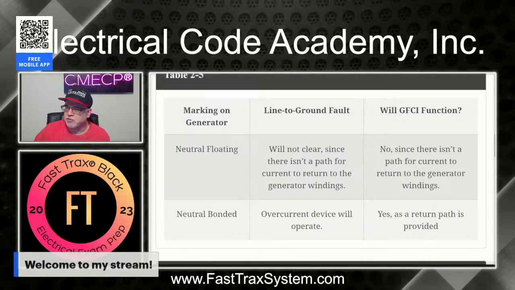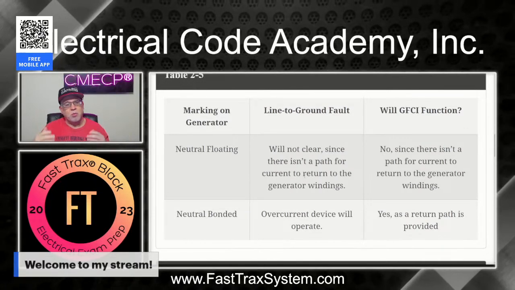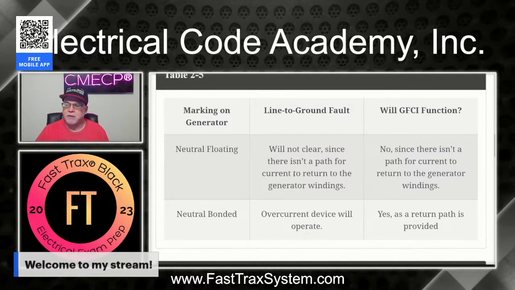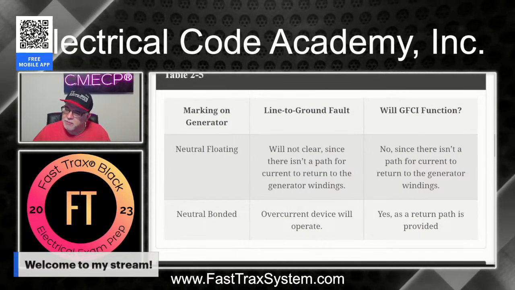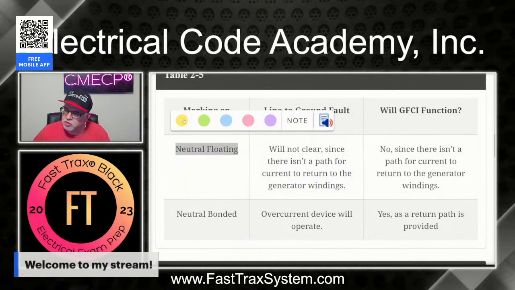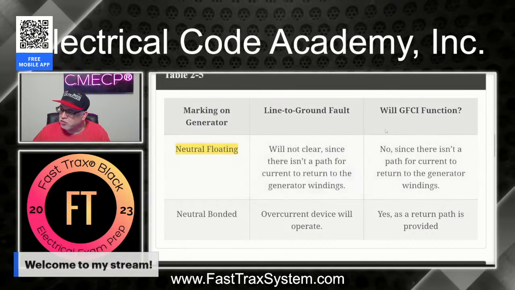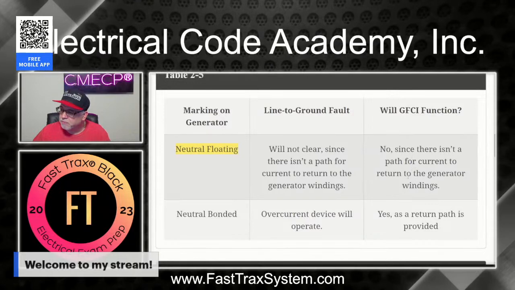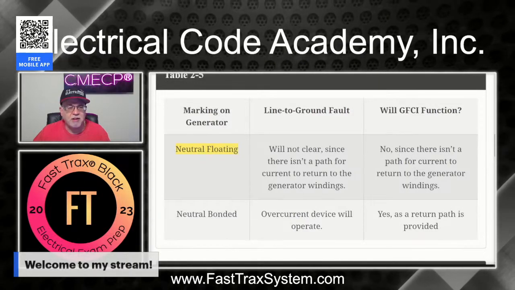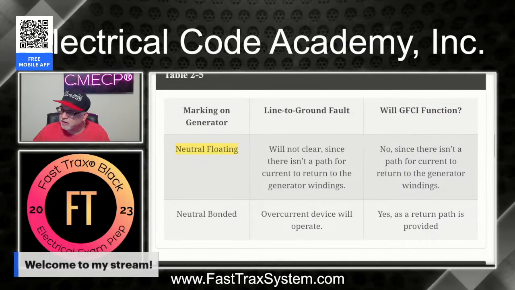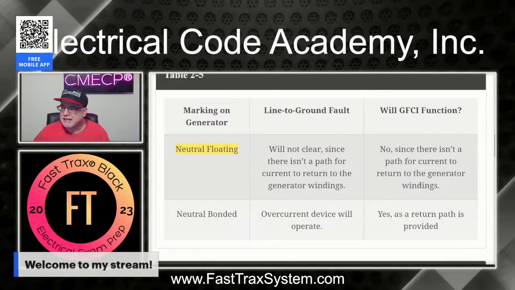So let's look at this illustration. Well, not so much an illustration, more of a chart on what you can remember here. The takeaways: if you happen to have a generator that's a floating neutral, and that's what's marked on your generator, then it will not clear a line to ground fault, because there isn't any path to get it back to the source. It also will not function for a ground fault that would clear a GFCI device. Since there isn't a path for current to return to the generator windings on a floating neutral generator, it will not function properly.